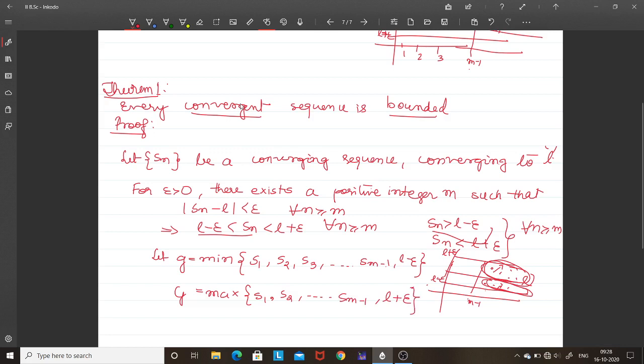So L plus epsilon, you'll choose the maximum value. That minimum, why can't it be the L before the... below the L minus epsilon we cannot take any values.